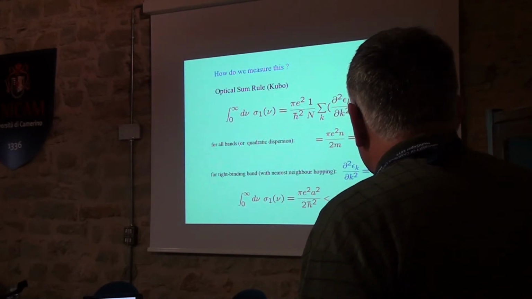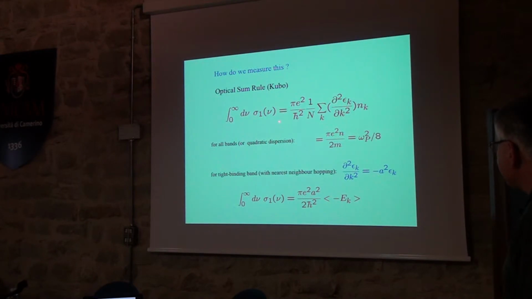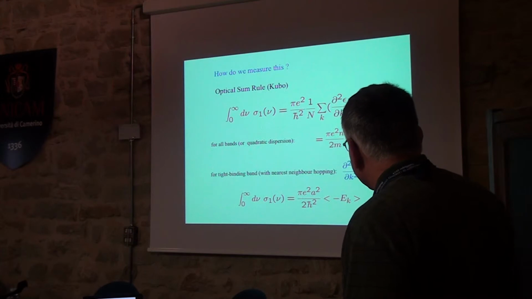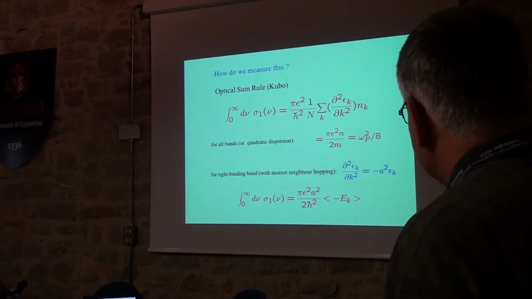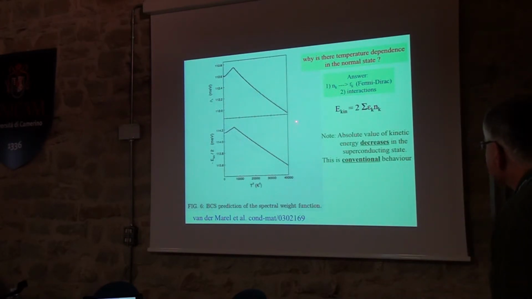How does this have anything to do with the experiment? Well, many years ago, there were these experiments done on the optical sum rule that's given by this formula, and for various conditions, this thing reduces basically to the expectation value of the kinetic energy. So this was a way of measuring the kinetic energy. And so, in particular, van der Marel's group undertook these measurements, and that's what's shown here as a function of temperature squared.